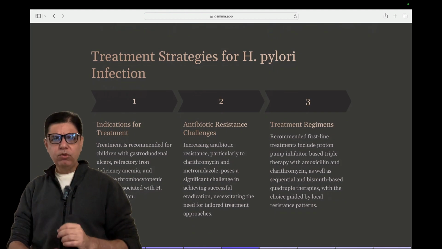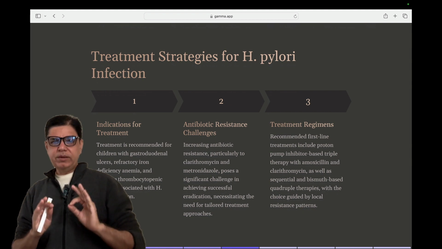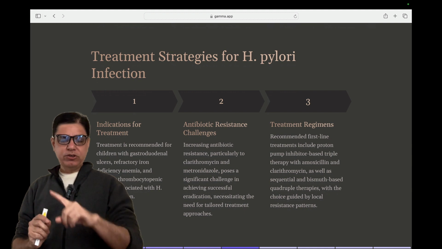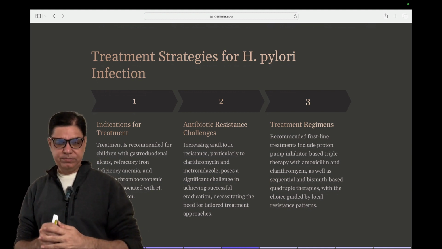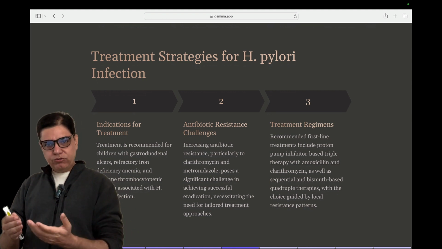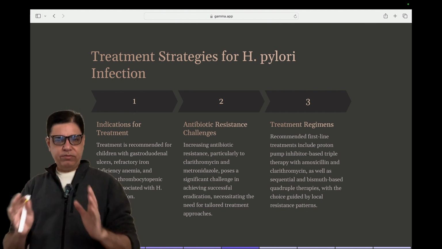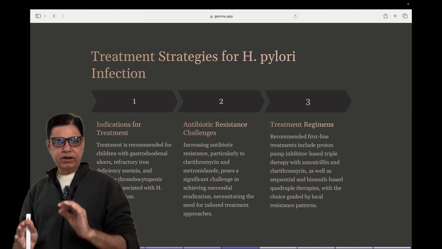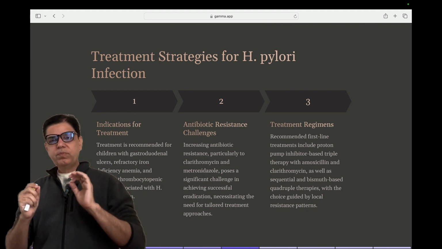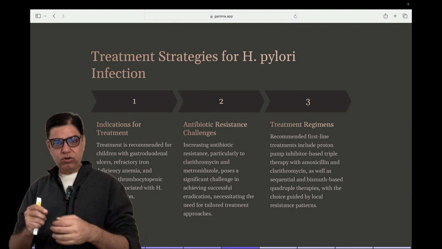Now, moving on, treatment strategies. As I told you, treatment would only be offered if you find H. pylori infection based on invasive methods. You don't simply, if you suspect that there is H. pylori infection, treat it with the triple drug regimen. That is never recommended. The ESPGHAN and NASPGHAN guidelines clearly say that it is only recommended for children who undergo endoscopies, who actually tested positive for H. pylori infection, or those who have got complications.